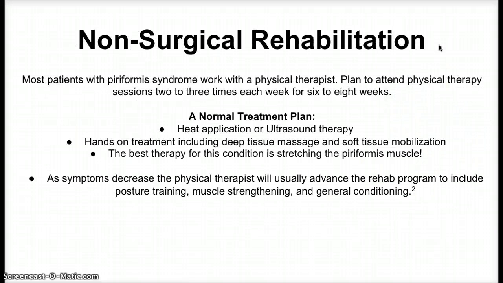And then patients with this issue more than likely are going to see a physical therapist 2 to 3 times a week for 6 to 8 weeks. Normal treatment, like stated earlier, the use of ultrasound, hands-on with the deep tissue, and the best for the condition is just stretching the piriformis muscle. And then as the symptoms decrease, the PT will usually advance the rehab program to include the posture training, muscle strengthening around that area, and just conditioning of the body as a whole.